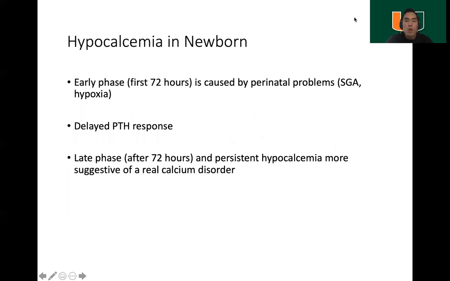Okay, so another category is hypocalcemia seen in newborns. Many of you who have rotated through the NICU or nursery have already had patients with hypocalcemia. It's a very common problem in newborns. And what we know is that you could divide it into 2 types. One happens very, very early, within the first 72 hours. It's usually caused by something other than a real PTH problem.